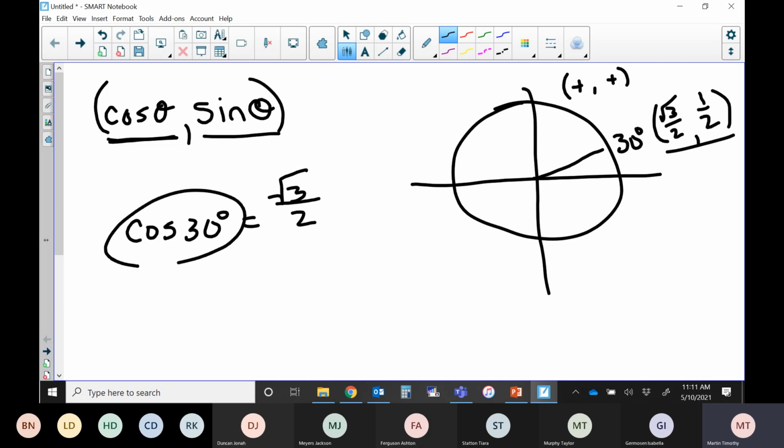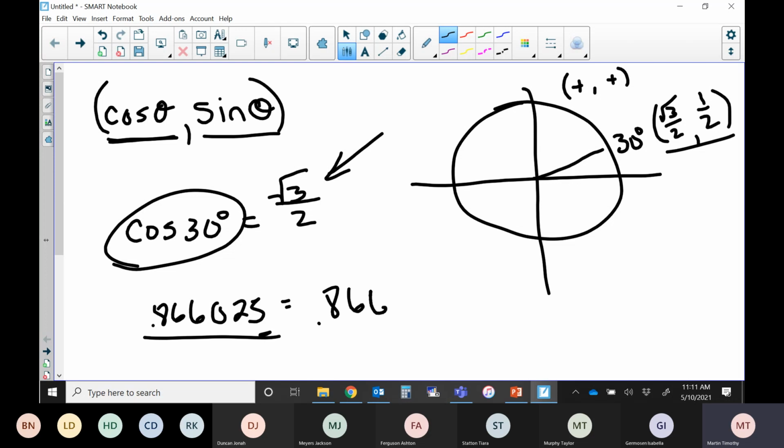Now, if you put this in a calculator, you're going to get a long decimal. If you actually put cosine of 30 in a calculator, it's going to equal 0.866025, which they don't want that answer. They want this one, because this one is the exact answer. And actually, if you take the square root of 3 and divide it by 2, you get this same decimal. But we don't want it as decimals. We want it as that fraction right there.